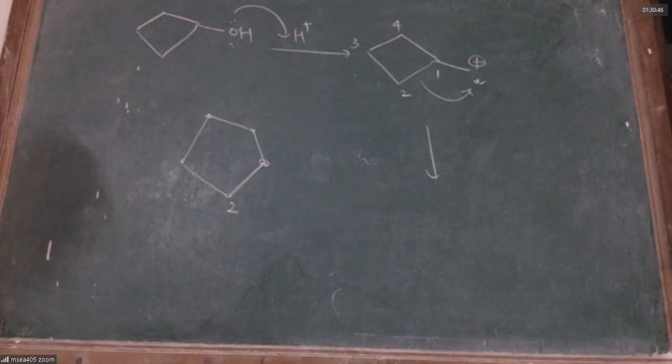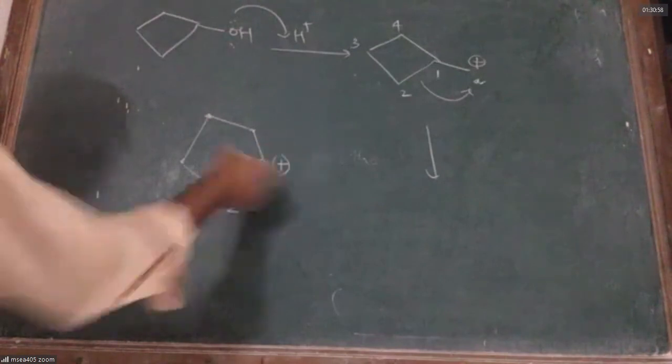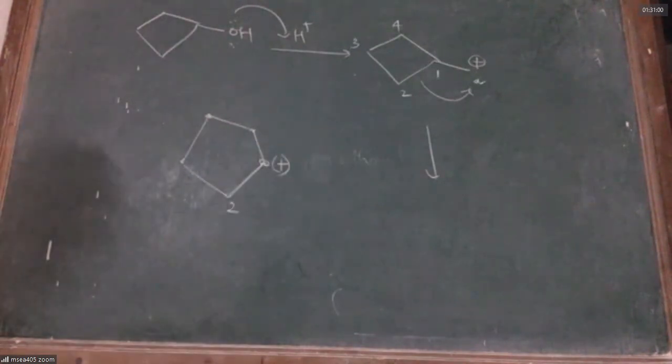Which bond is lost? Earlier, carbon 1 was bound to carbon 4 and carbon 2. Now carbon 1 is bound only to carbon 4, so carbon number 1 gets the plus charge. Can you see that, sir?